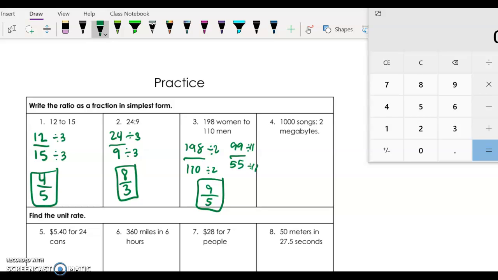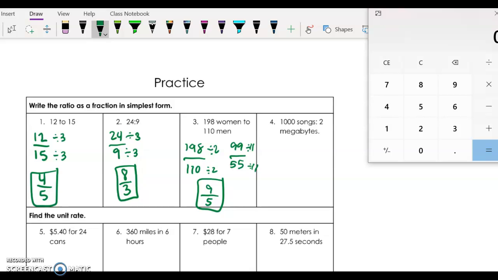We also could have divided by 22 from the start. But if you didn't know that 22 went into both of them, it's okay to just keep dividing until you get 2 numbers that you recognize. And either way, you'll get down to the simplest form.